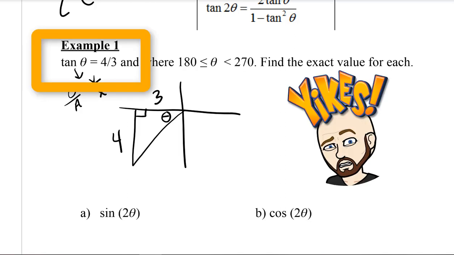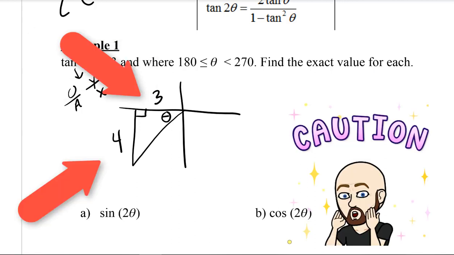But wait a second, man. This is in quadrant number 3. My values can't be 3 and 4 in quadrant number 3. That's correct. So even though tangent is positive, we have to remember to add a negative sign to each one of those.